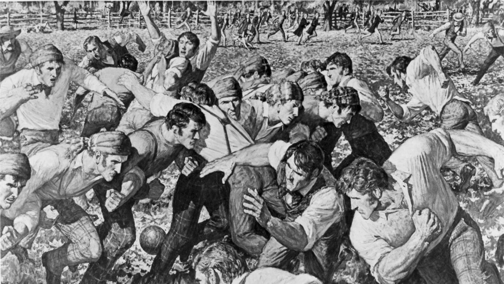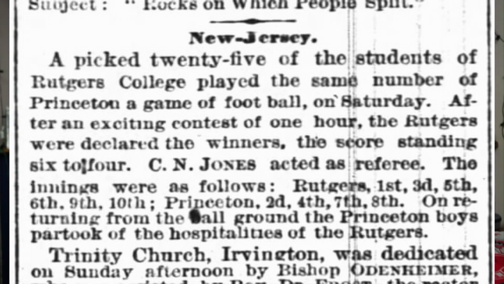When the ball was caught in the air or on the first bounce, the catcher was entitled to a free kick. 6 goals were necessary to win the game. The goalposts were 25 feet apart. According to a short clipping from the New York Times on November 9, 1869, the game lasted for 1 hour and Rutgers won 6-4. Insert your joke here about everything going downhill from Rutgers from there.